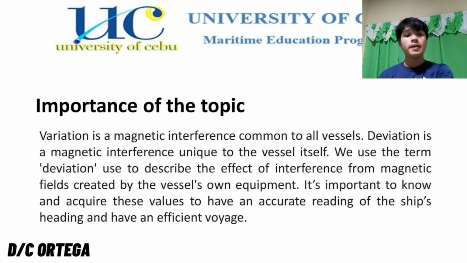Next, the importance of this topic. Variation is a magnetic interference common to all vessels. Deviation is a magnetic interference unique to the vessel itself. We use the term deviation to describe the effect of interference from magnetic fields created by the vessel's own equipment. It is important to know these values to have an accurate reading of the ship's heading and have an efficient voyage.